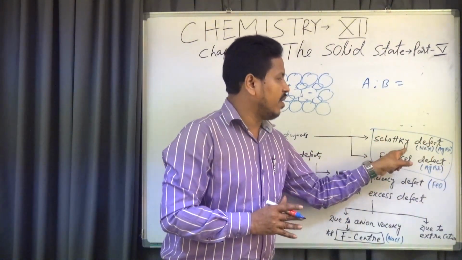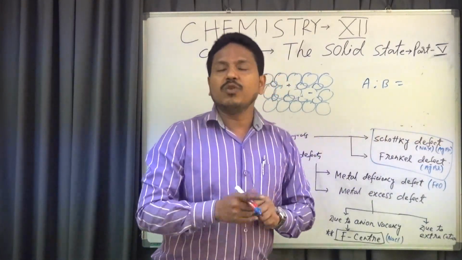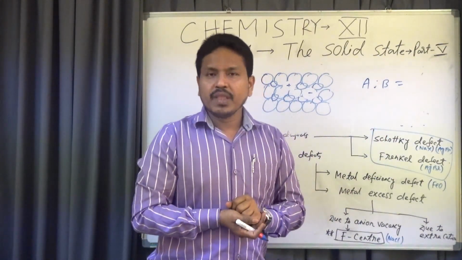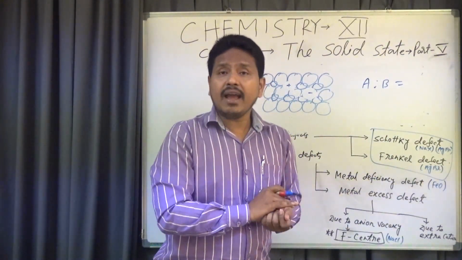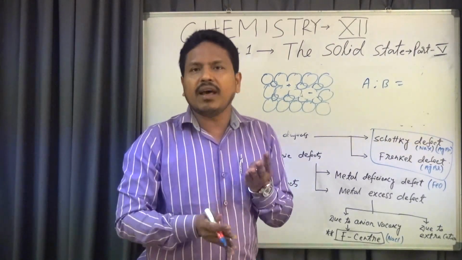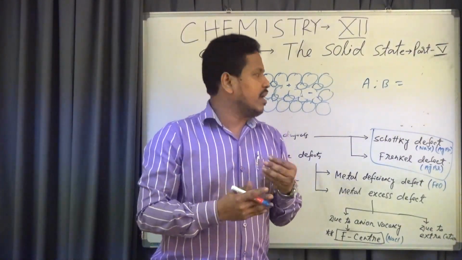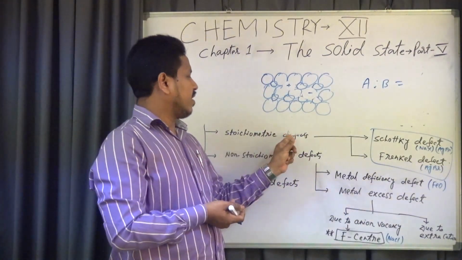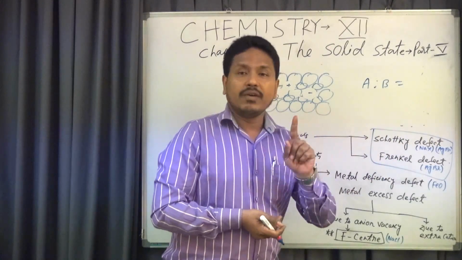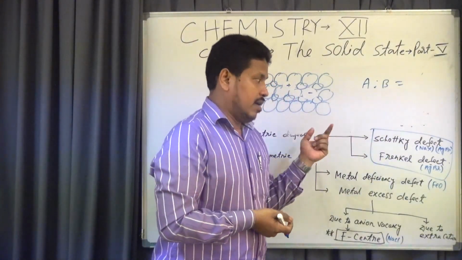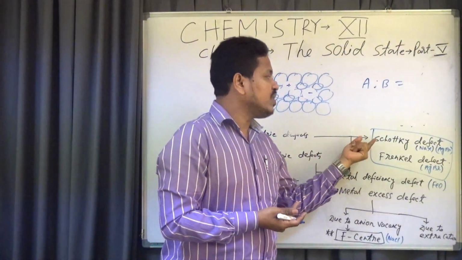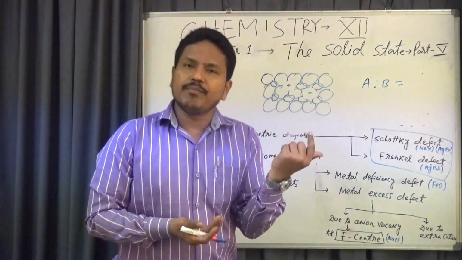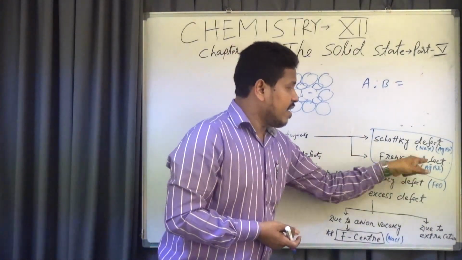Schottky defect is generally found in alkali metal halides. Group 1 metal, alkali metal halides generally show Schottky defect because the size of the cation, the alkali metal ion, and the anion, the halide, are almost similar in size. That's why an equal number of cations and anions may leave the lattice site. Consequently, stoichiometry defect, that is Schottky defect, is found. Very important question. Generally in board exams, a short question comes: why do alkali metal halides show Schottky defect, for 1 mark. Very important question. Next one is Frenkel defect.